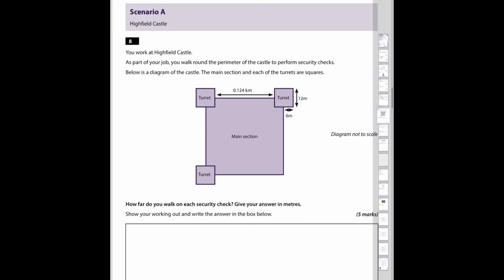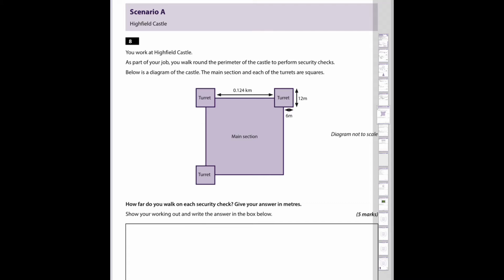Question 8. You work at Highfield Castle. As part of your job, you walk around the perimeter of the castle to perform security checks. Below is a diagram of the castle. The main section and each of the turrets are squares. So obviously it's telling you that so you know that each side is the same size. How far do you walk on each security check?